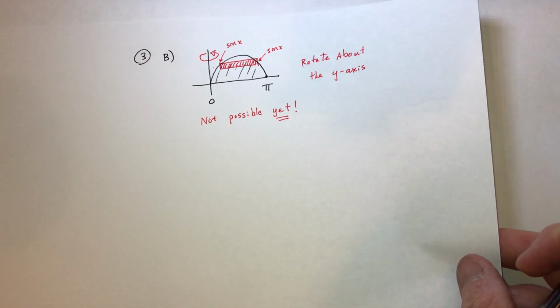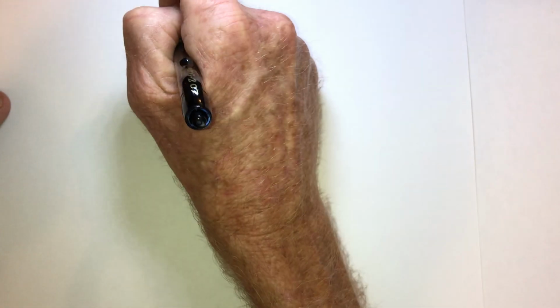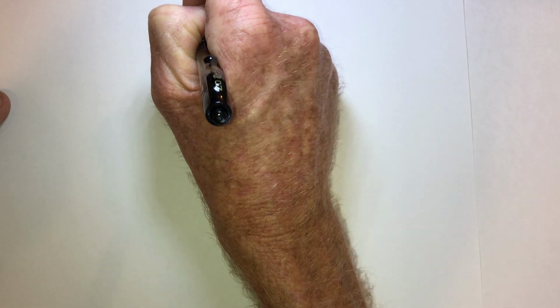All right, then on to the very last idea of this section, and that is, what if there's a hole or a gap? So this is called the washer method.